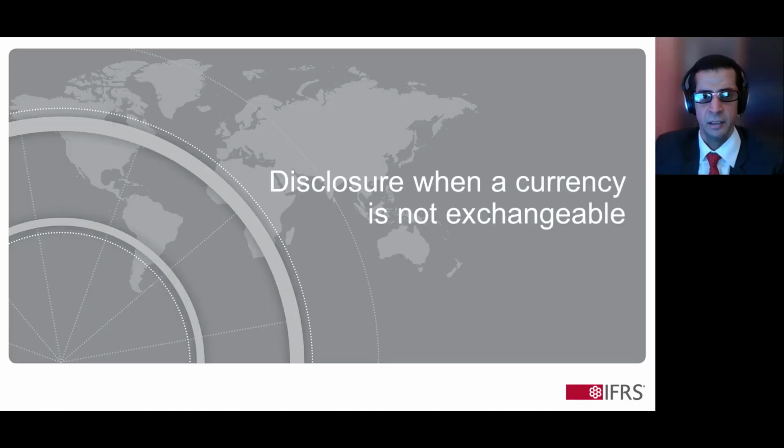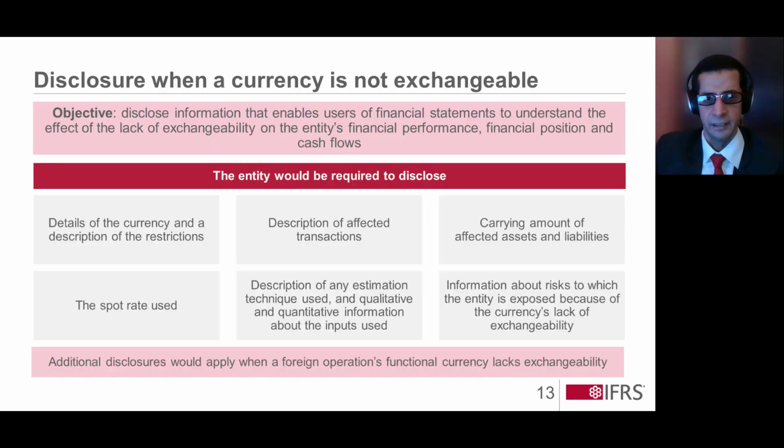As Tadeu mentioned earlier, the board is also proposing additional disclosures a company will be required to provide when exchangeability between two currencies is lacking. I will talk very briefly about these requirements. The board was informed that investors need information about the nature and financial effects of a lack of exchangeability, the spot exchange rate used, the estimation process, and the risk to which the company is exposed because of the lack of exchangeability. The proposed disclosure objective and the related requirements are designed to provide investors with such information. I will not talk about each of these requirements, but some of those are listed on the slide.